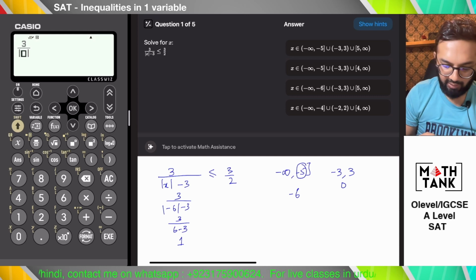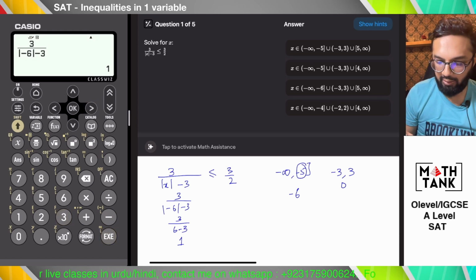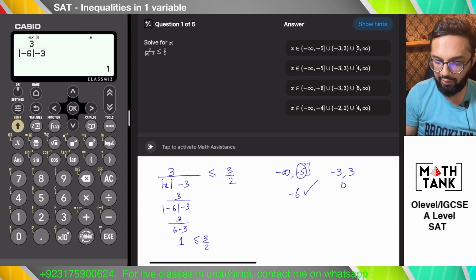So I was putting in -6. Okay, that gives me 1. Is 1 less than or equal to 3 over 2? Yes, 1 is less than or equal to 3 over 2. So that seems fine. Let's check if 0 works.